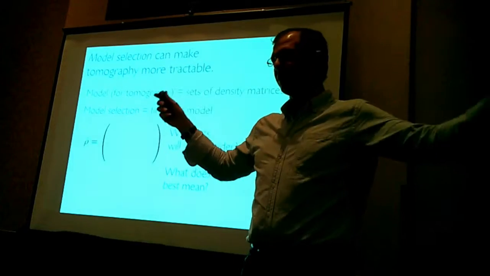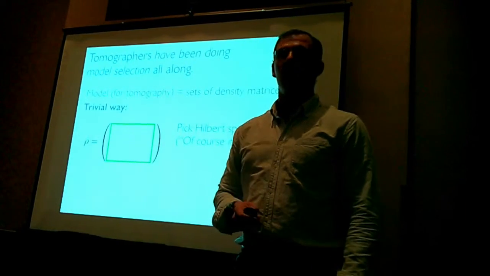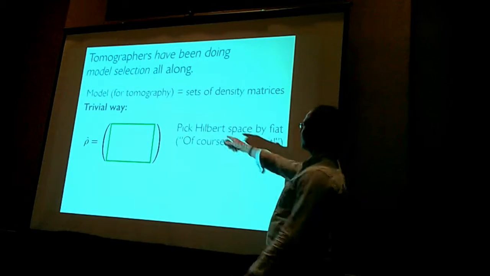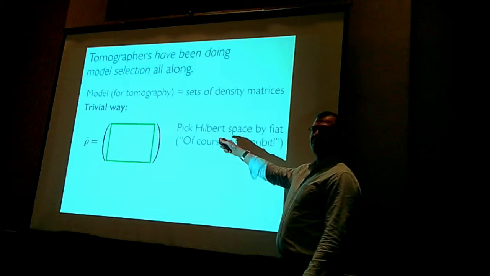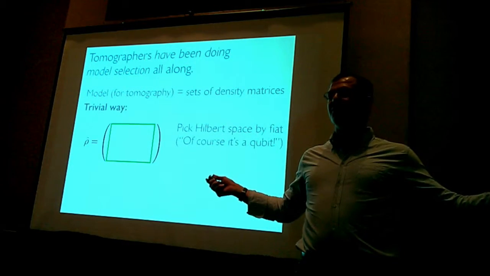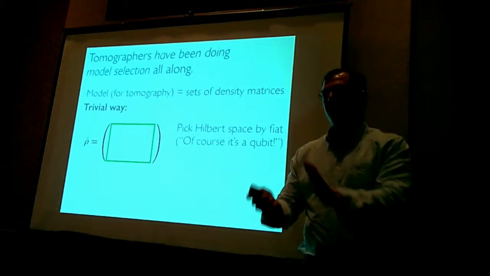Now, lest you think that this is just me and Robin going off and doing statistics in complete absence of anything, realize that tomographers have been doing model selection all along. There is a trivial way to do tomography, and it is this. You pick your set of density matrices by simply defining the Hilbert space upon which they act. Of course my system is a qubit. What else could my system be? I don't know, but we can at least fit those numbers.